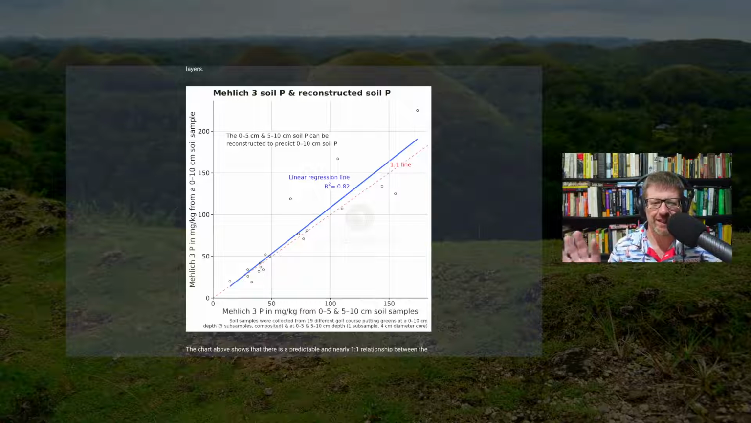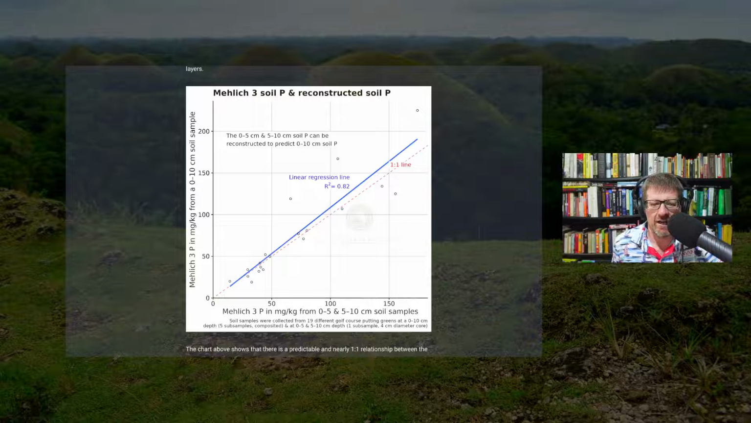And I've overlaid a chart. For those of you who are listening, what I'm showing on the chart on the horizontal axis is the Mehlich 3 phosphorus combined, reconstructed from those samples that were taken by depth. From those disassembled samples, I've now reconstructed what the soil test result would be on the full depth sample.